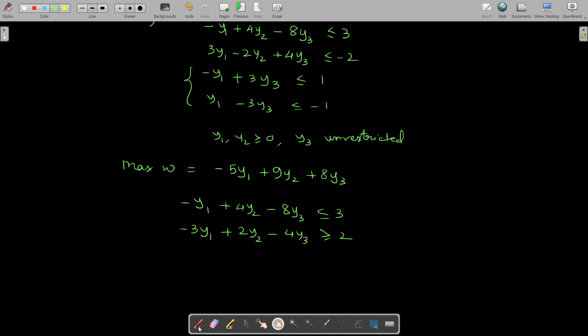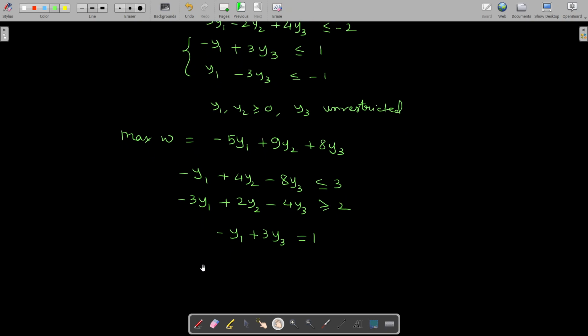If you want, you can keep it as it is, and these two will be combined to minus y1 plus 3y3 equal to 1. Then we have y1, y2 greater or equal to 0 with y3 unrestricted. So this is it.